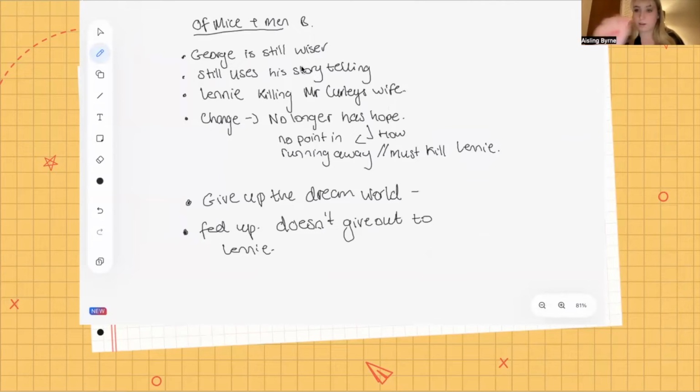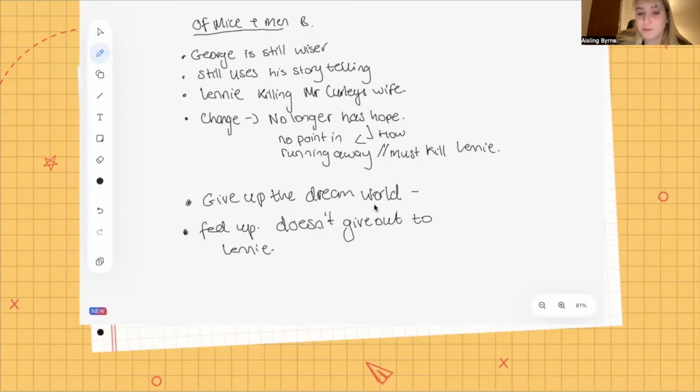Sometimes I just scribble down a list, or I scribble all over the place. So this is for question B, which is how has he changed? George is still wiser, so no change there. Still uses storytelling, no change there. This is the change that happened in the plot: Lenny killing Curley's wife. Change: he no longer has hope. No point in running away. Must kill Lenny. Very direct I was with that plan there.